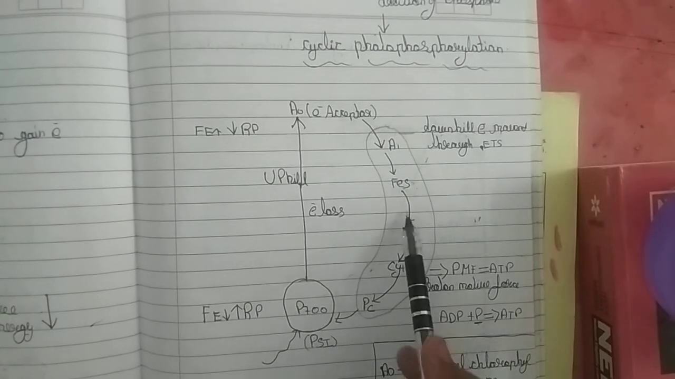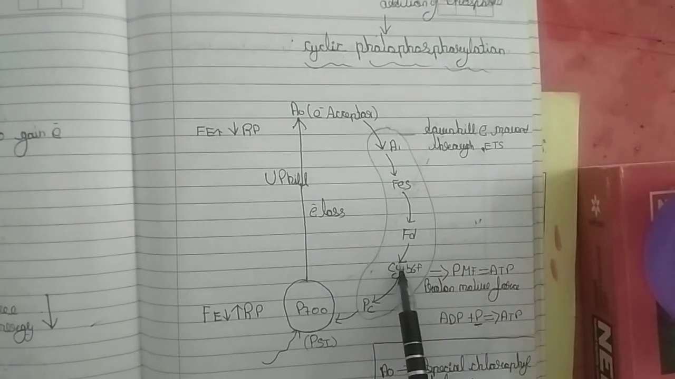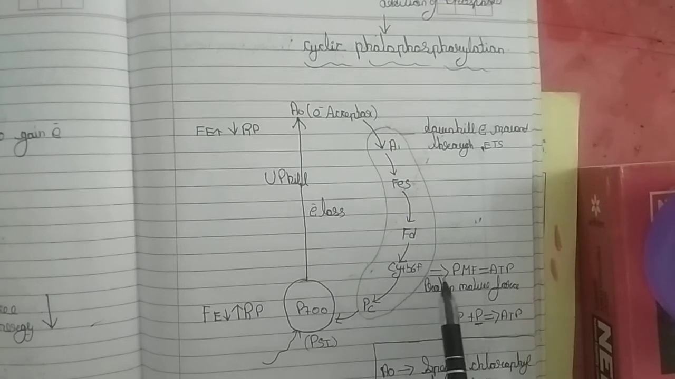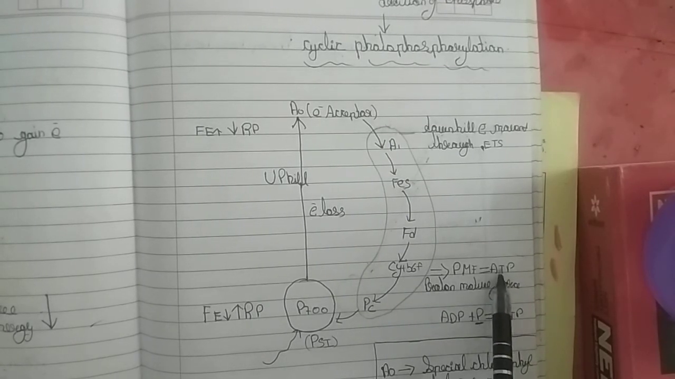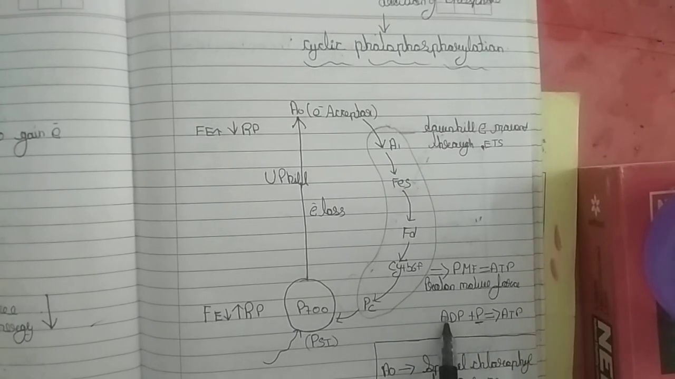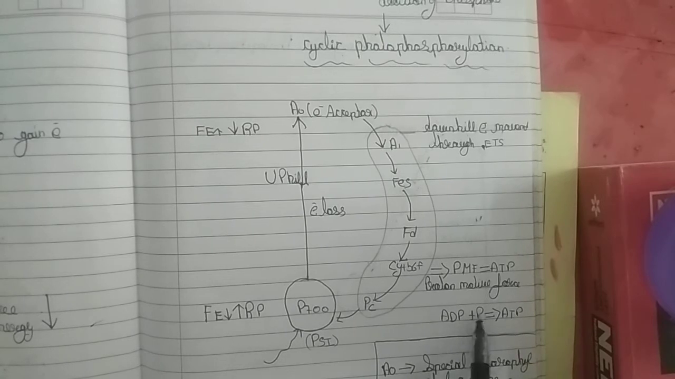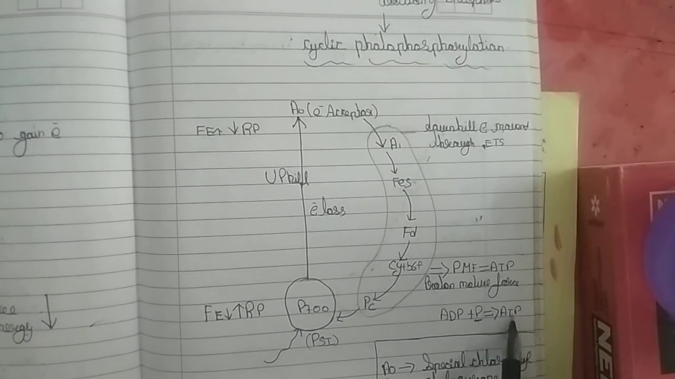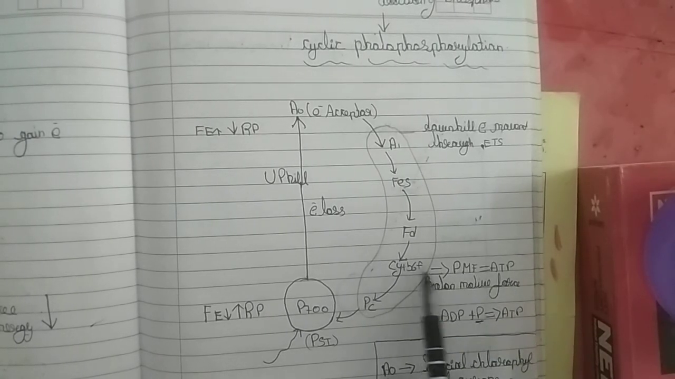Now when the electron reaches cytochrome b6f, a proton motive force is developed, and due to that force ATP is formed. How is ATP formed? To ADP, that is adenosine diphosphate, one phosphate is added and it becomes adenosine triphosphate. The proton motive force is developed here at cytochrome b6f.